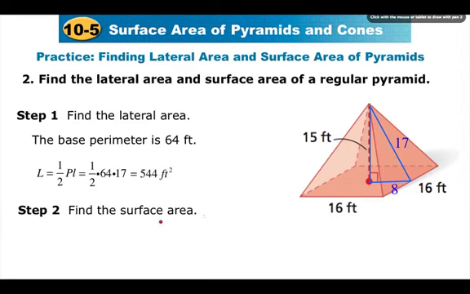Step 2 is to find the surface area. It is the lateral plus the base. 16 squared, because that's the area of this base. Add those two numbers, you get 800 square feet. Let's move on to the next slide.